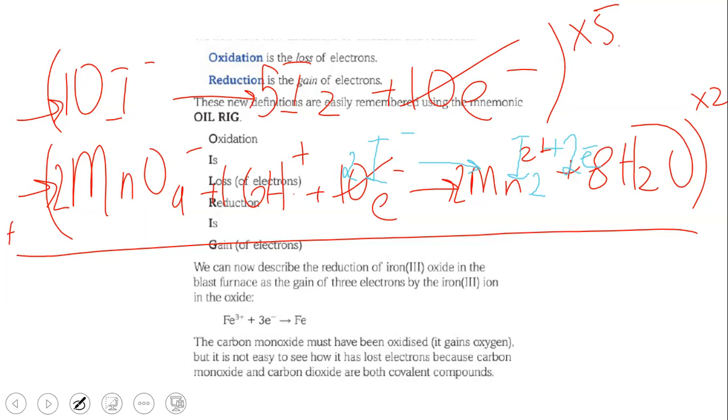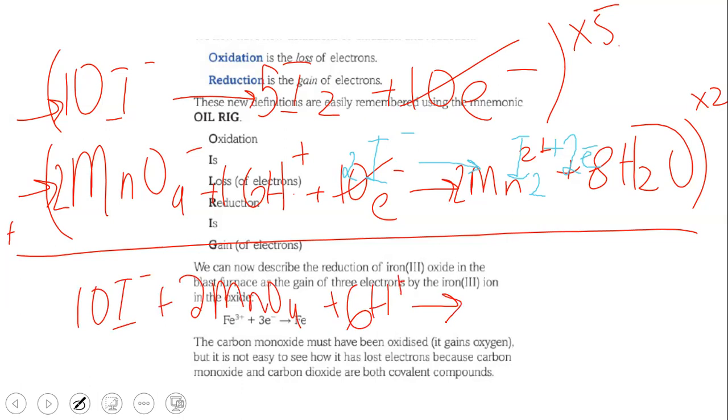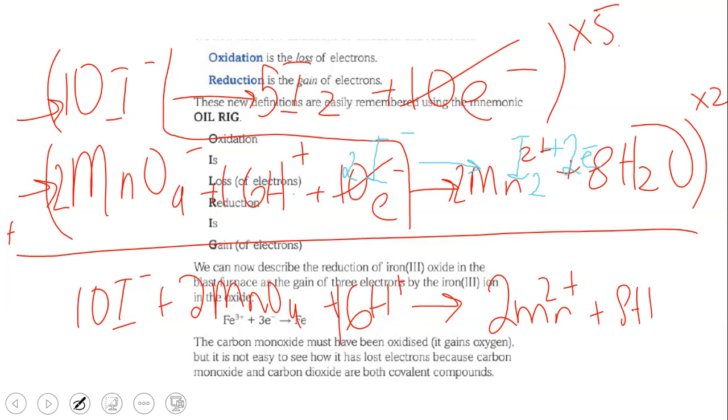So you will write down 10 iodide ions plus 2MnO4 minus plus 6 hydrogen ions give us, so everything that is hydrogen ions? 16 hydrogen ions, yeah, gives us 2Mn2 plus, 8H2O plus, we have to write this down as well, 5I2. So this is going to end up becoming your overall balanced equation.